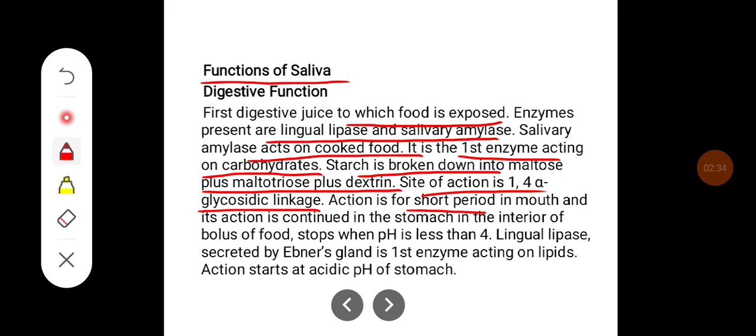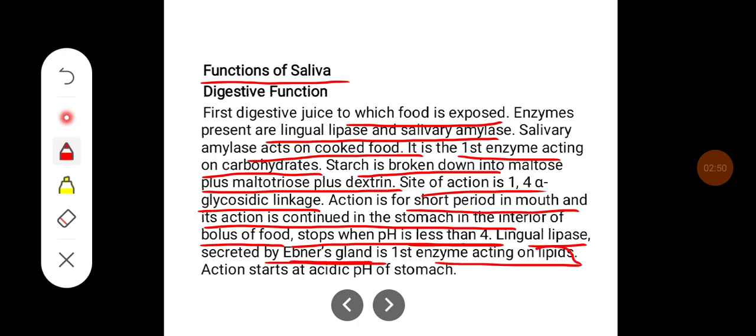Action is for a short period in the mouth and its action is continued in the stomach in the interior of the bolus of food, and stops when pH is less than 4. Lingual lipase, secreted by the Ebner gland, is the first enzyme acting on lipids. Action starts at the acidic pH of the stomach.